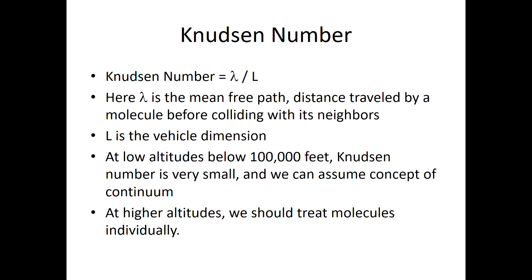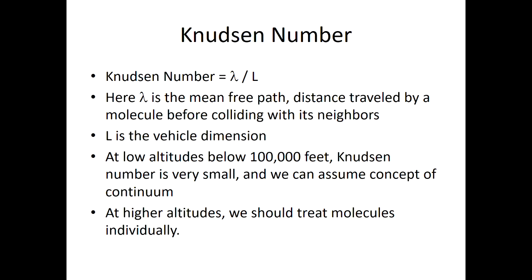On the other hand, at high altitudes, especially in the outer edges of the atmosphere, where there are very few molecules, they are far apart. For example, if you think of a space shuttle re-entering the atmosphere, or the International Space Station, the vehicle length is tens of meters long. The mean free path is also several meters long. So lambda over L is no longer a small number. The Knudsen number is large.